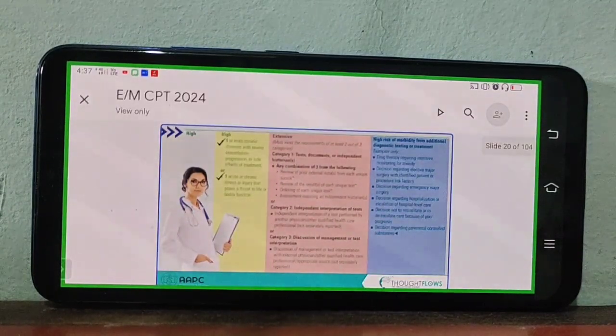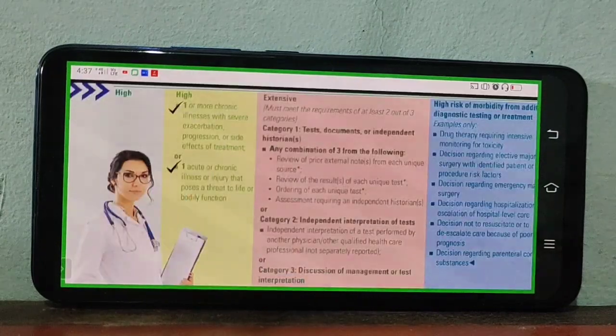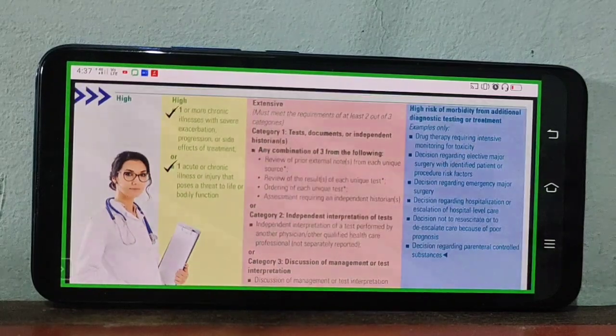One or more chronic illness with a severe exacerbation. So the condition that reaches the severity, the final stage. That means CKD stage 5 reaching ESRD. Okay, that is the condition that reaches the final stage. One or more chronic conditions that reach the final stage will get 1 point.